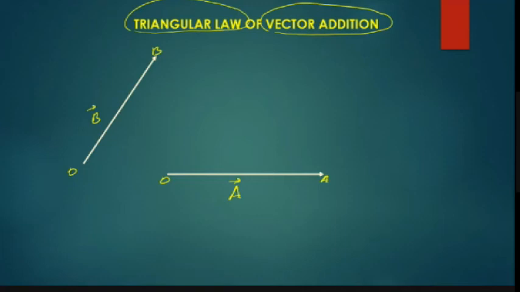So let me say what is triangular law of vector addition. I want to add vector A and vector B. Then I have to see whether they are collinear. No, they are not collinear.